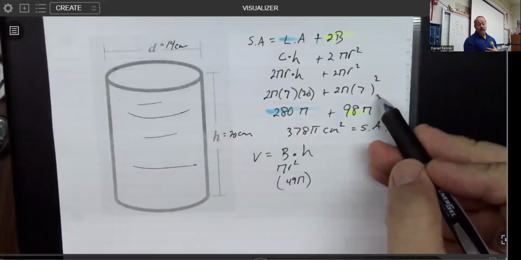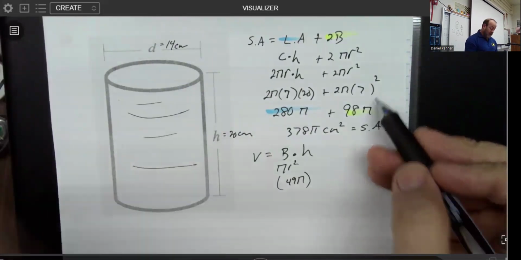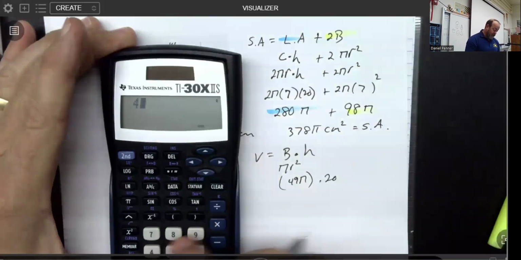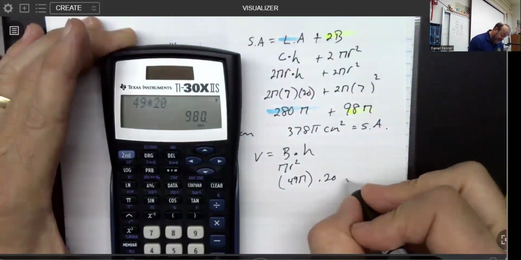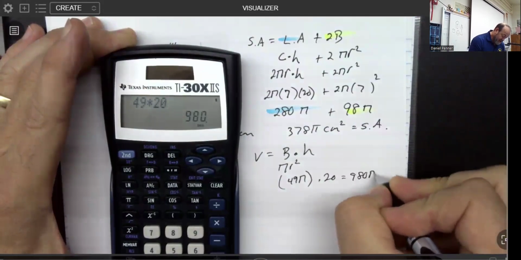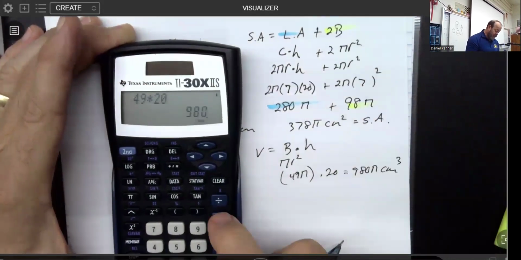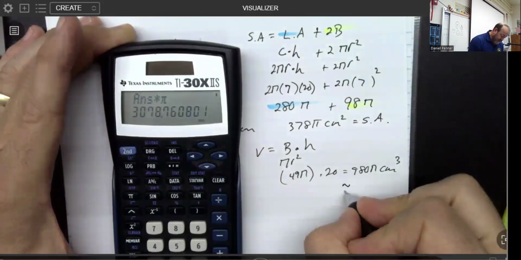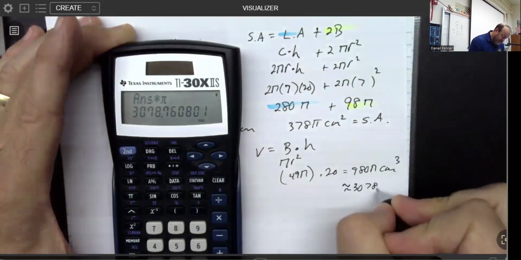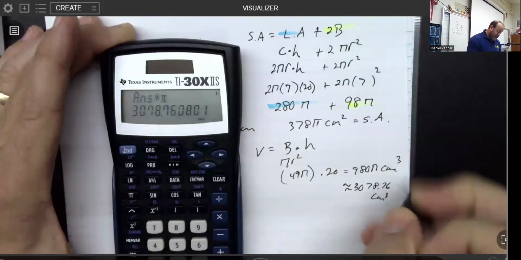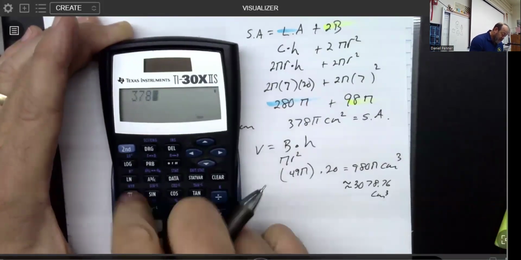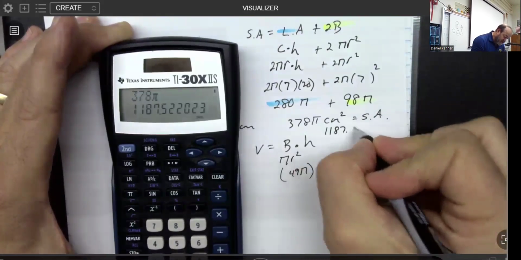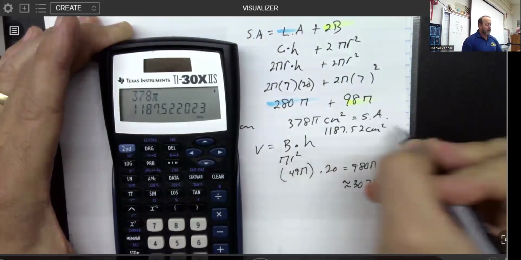Of course, I don't need to double it. I just need the one base. And then, of course, my height is 20. And 49 times 20 is no big deal. That's 980 pi centimeters cubed. But of course, if we'd like to, we can go ahead and multiply that out and say it's about 3078.76 cubic centimeters. And for the surface area, 378 pi, we're talking about 1,187.52 centimeters squared.